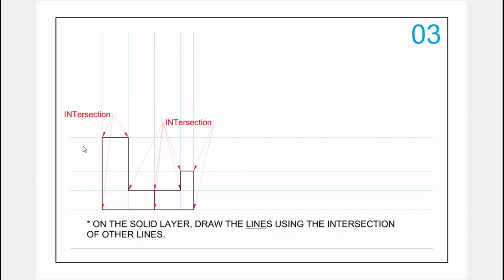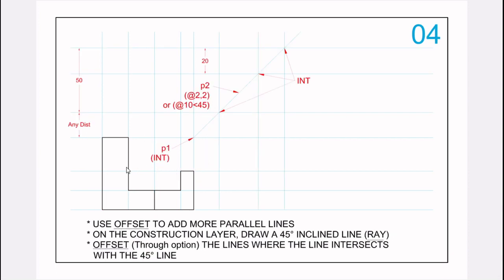Now that we have that, we can draw our basic shape. On the solid layer, draw the lines using the intersection of the other lines. You can turn on the intersection using the OSNAP command and select intersection. So this is intersection. Click here, click there, click there, close, and make that line. You are selecting the intersection of the construction lines.